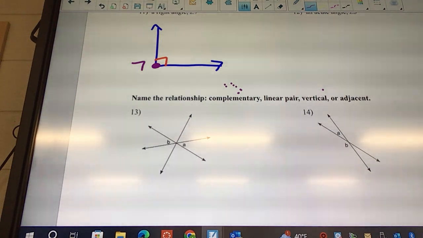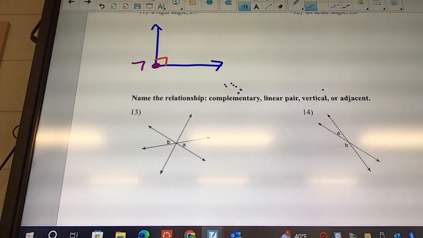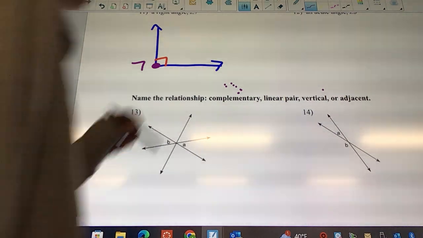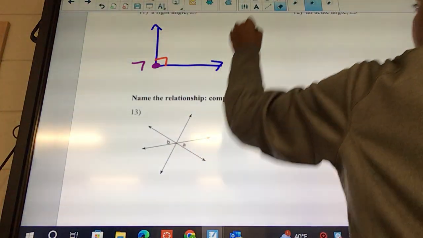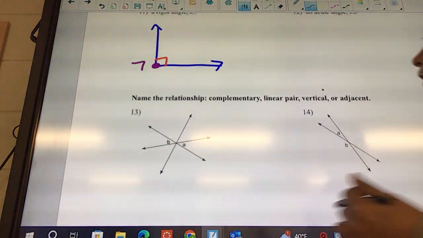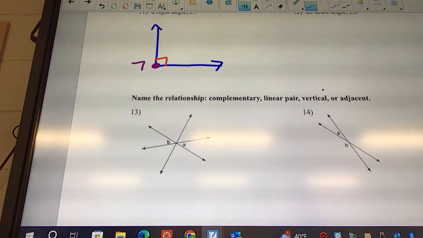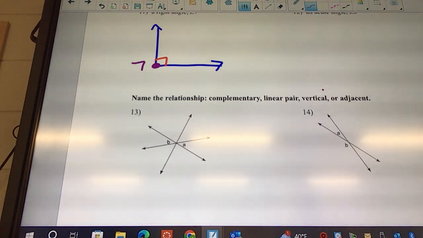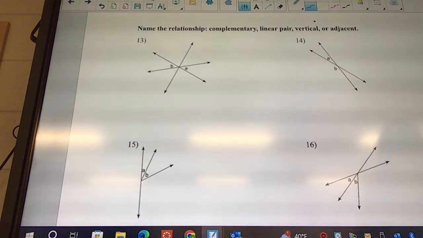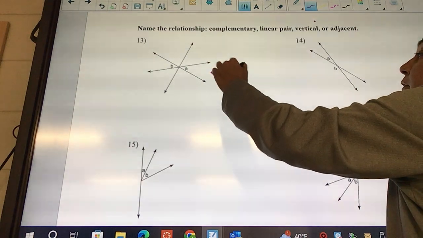So if we look at 13, complementary means they're going to add up to be 90. The linear pair is going to add up to be 180. The vertical is when they're right across from each other. And the adjacent is when they're right next to each other. So how would you describe those, A and B? They're right across from each other. That's going to be a vertical.